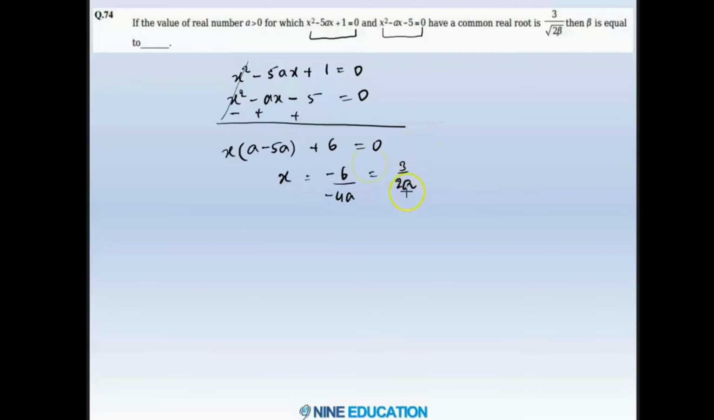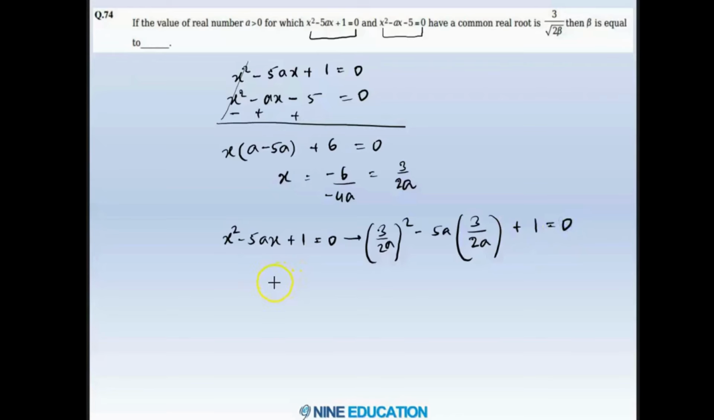So let's put this x value in the first quadratic equation, which is x square minus 5ax plus 1 equal to 0. So it will be (3 by 2a) whole square minus 5a into 3 by 2a plus 1 is equal to 0. From here we can get the values of a. So this will be 9 divided by 4a square minus 15 by 2, plus 1 equal to 0.